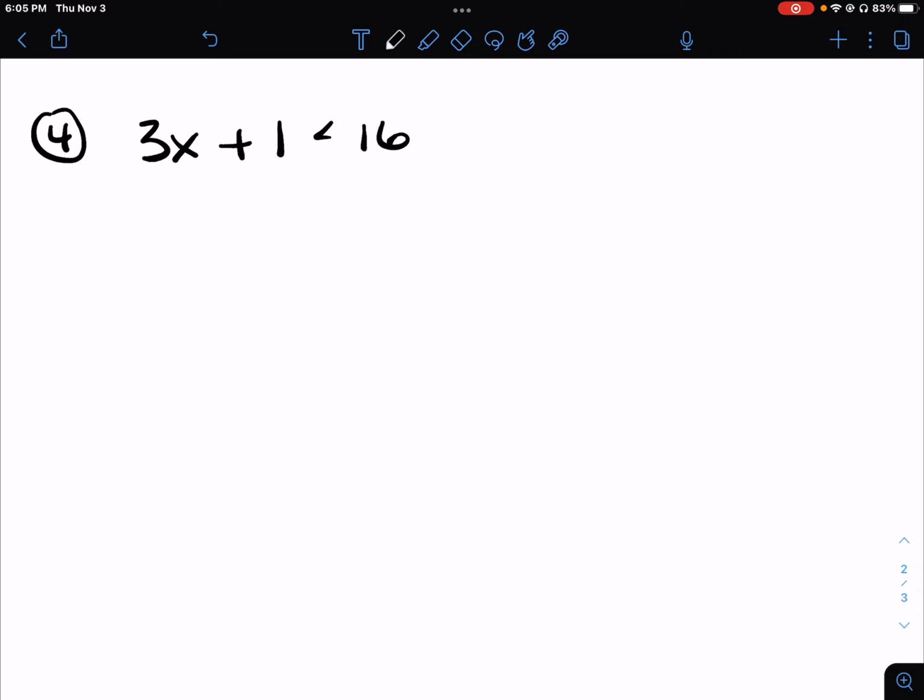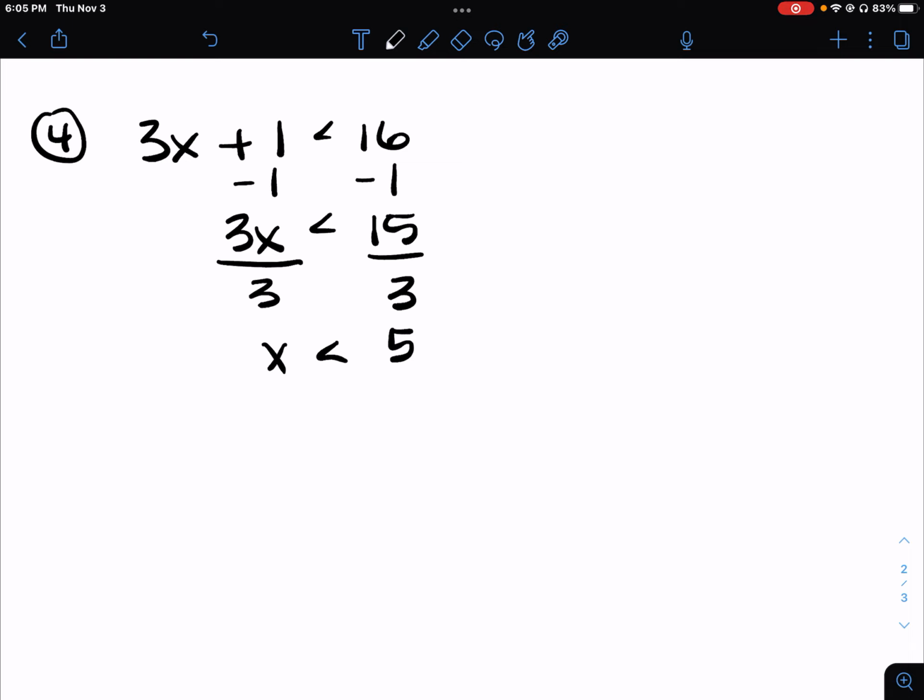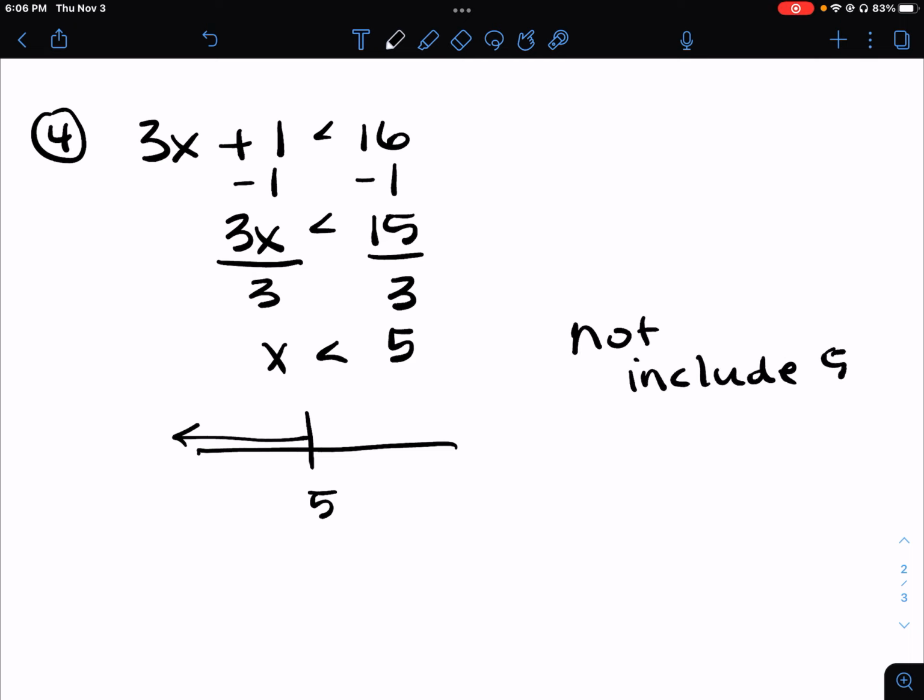Okay, to solve, we're going to subtract. When you subtract, the symbol stays the same. Divide. When you divide by a positive, it stays the same. Less than 5 are numbers to the left. 5 is not less than 5, so it's not included. So we use a parentheses. When it goes to the left, those are our negative numbers. So we call that negative infinity to mean that it keeps going, 0, negative, negative, negative, keep going. And it ends at 5 with the parentheses.